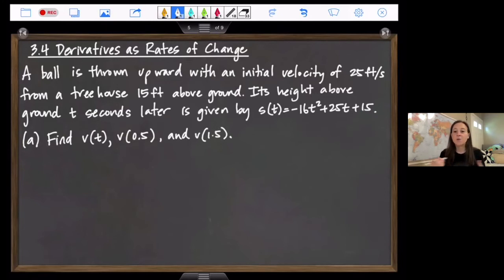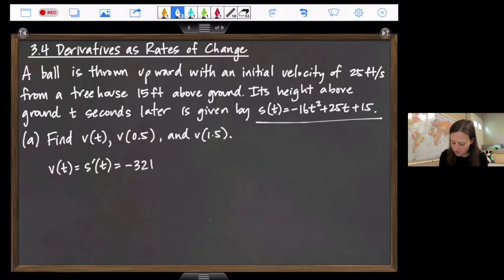All right, so we're going to find our velocity function. Our v of t is going to be equal to the derivative of our position function. So I'm going to look up here at my position function and find its derivative. So derivative of negative 16t squared, I'm going to bring down that 2. It's going to make that a negative 32 t to the first. Derivative of 25t is 25. And then the derivative of 15 will just be 0. So that's our velocity function. And now they want us to find v of 0.5 and v of 1.5. So I'm going to come over and find v of 0.5. So we're just going to plug in negative 32 times 0.5 plus 25, and then we'll do the same thing for v of 1.5.